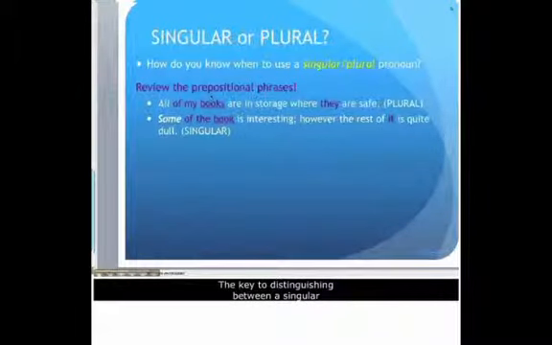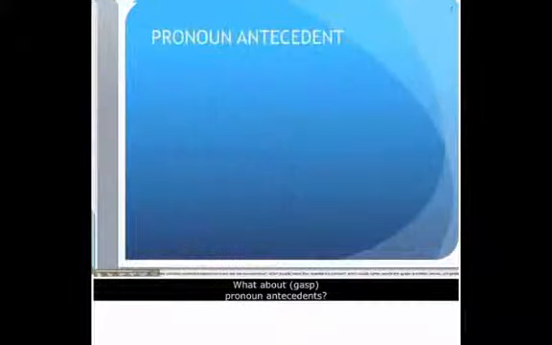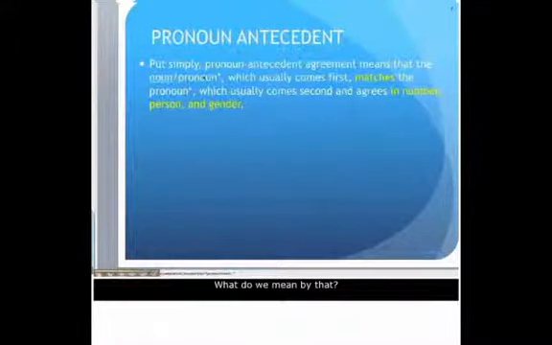The key to distinguishing between a singular or plural pronoun is to look at the prepositional phrase. If the noun at the end of the prepositional phrase is plural, then we know to use a plural pronoun. If the noun at the end of the prepositional phrase is singular, we know to use a singular pronoun. What about pronoun antecedents? What do we mean by that?